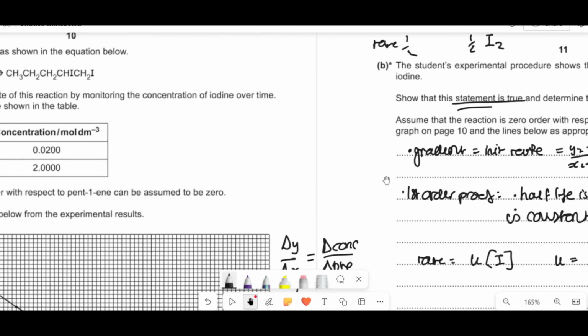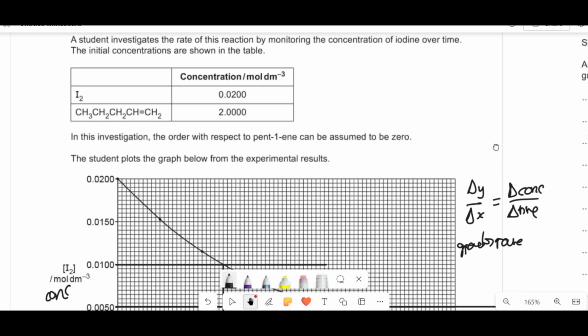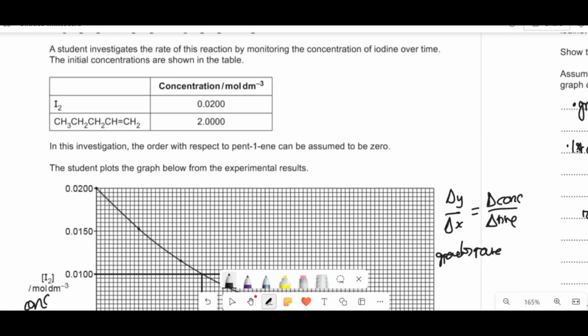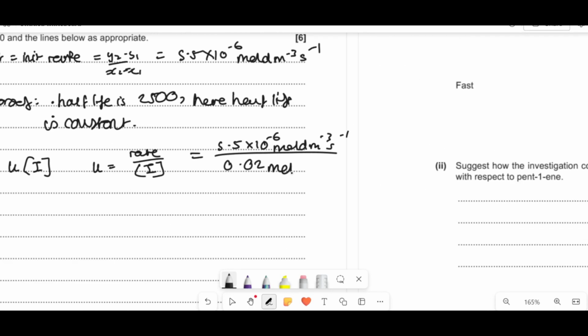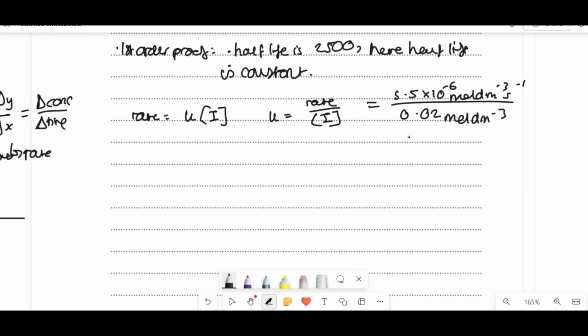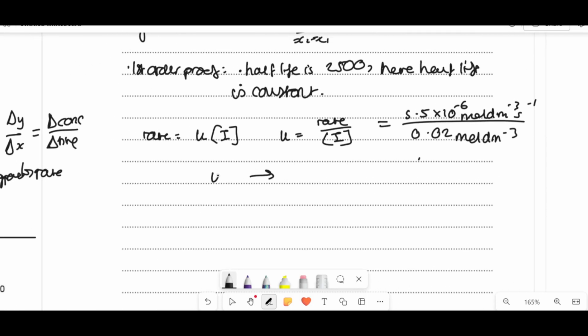I. We worked out our initial rate, so I did quote unquote, here from before, which is when the concentration of I is 0.02. So what you do is you would just do 5.5 times 10 to the minus 6 mol dm^-3 s^-1, all divided by the initial concentration, which was 0.02, I think. Yes, mol dm^-3. If we divide that by that, we end up getting k to equal 2.5 times 10 to the minus 4.